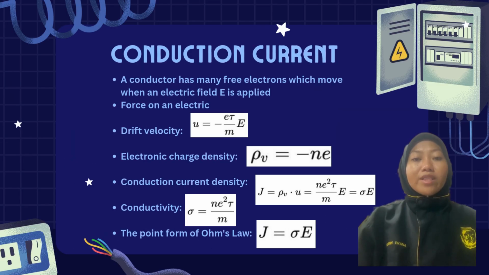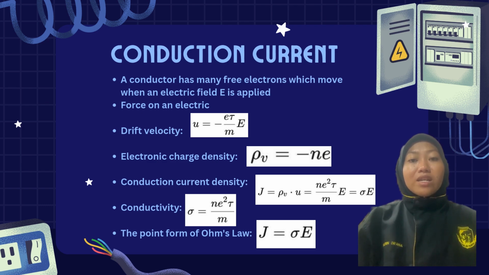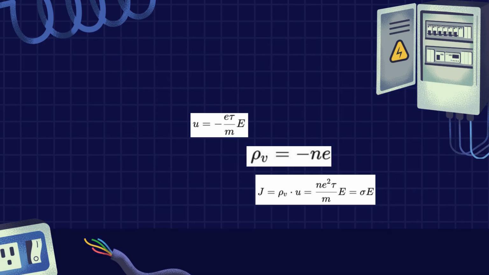Conduction current. A conductor has many free electrons which move when an electric field E is applied. Force on an electron gives the drift velocity u equal to e tau over m e times E. Electronic charge density rho V equals negative n e. Conduction current density J equals rho V times u, equal to n e squared tau over m e times E, equal to sigma E. Conductivity sigma equals n e squared tau over m. This is the point form of Ohm's law, J equals sigma E.